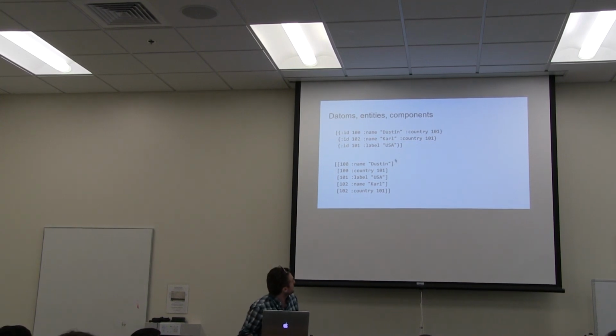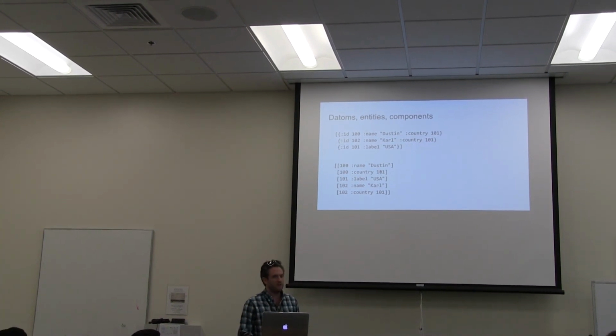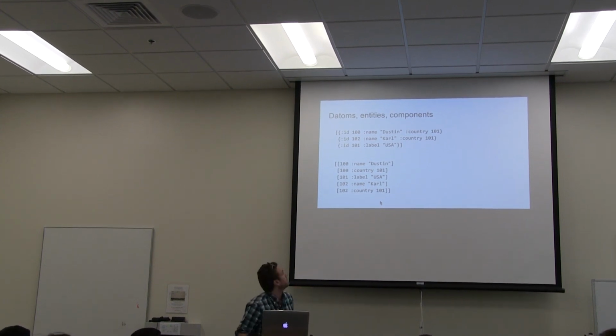So this is an alternate notation for the same graph. We've basically converted it into a time series by, at each point in time, saying, well, ID 100 has the attribute named Dustin, and ID 100 also has the attribute of country 100. If I wanted to implement a change on this database, I could append to this list something that says ID 100 has name Dustin2 now. So the latest one always wins, which is kind of like Git. If I have a file with multiple changes to it, the latest commit always wins.